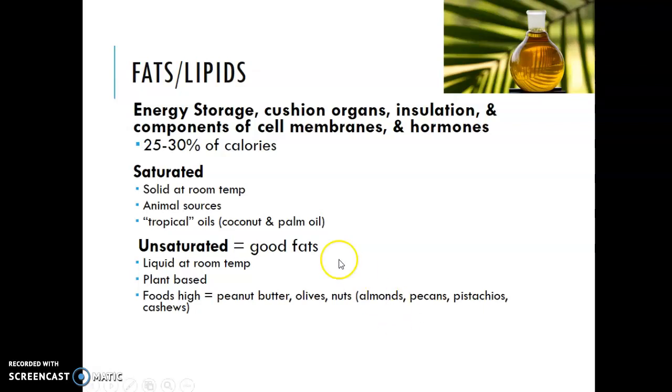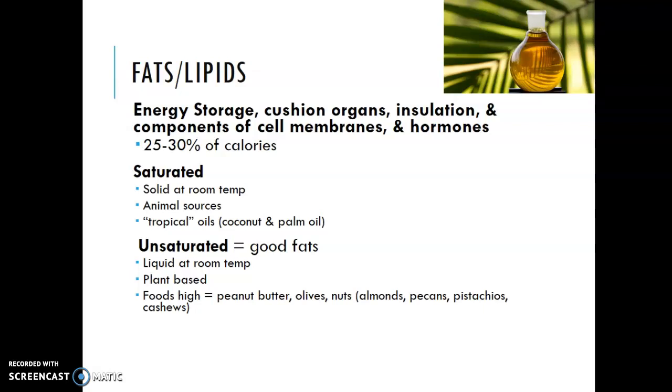So when you think about this, it is more than the calories we needed from protein, but it doesn't mean we're necessarily eating more fats. So 1 gram of fat has 9 calories, while 1 gram of protein and 1 gram of carb only have 4 calories.